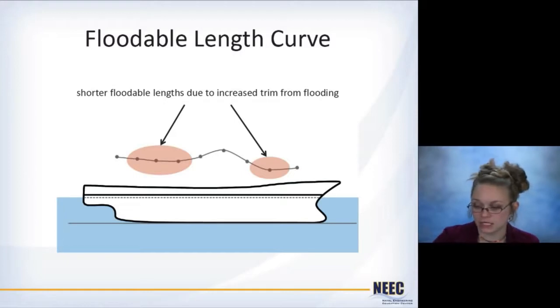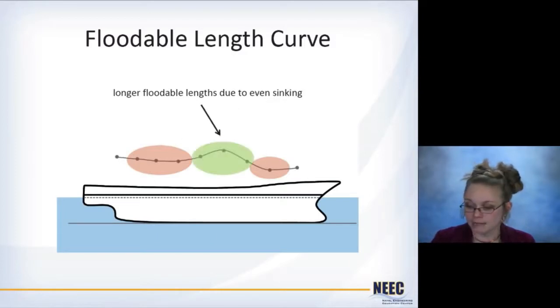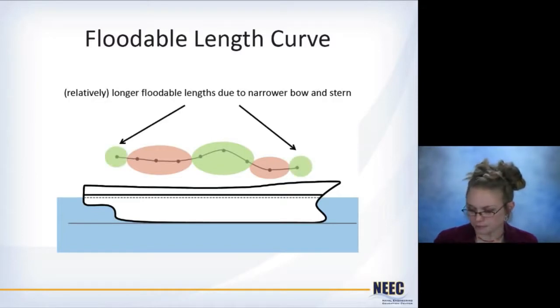This is because the ship trims, right? So if there's a bunch of flooding up in the bow, the ship will trim, bow down, and that will immerse the margin line faster. Similar with the stern, right? If the stern starts to dip down, that margin line is going to get immersed much sooner. In the middle, because the ship will sink in parallel, it will sink evenly, the floodable lengths are actually a little bit higher. And then relatively speaking, there's longer floodable lengths at either end.